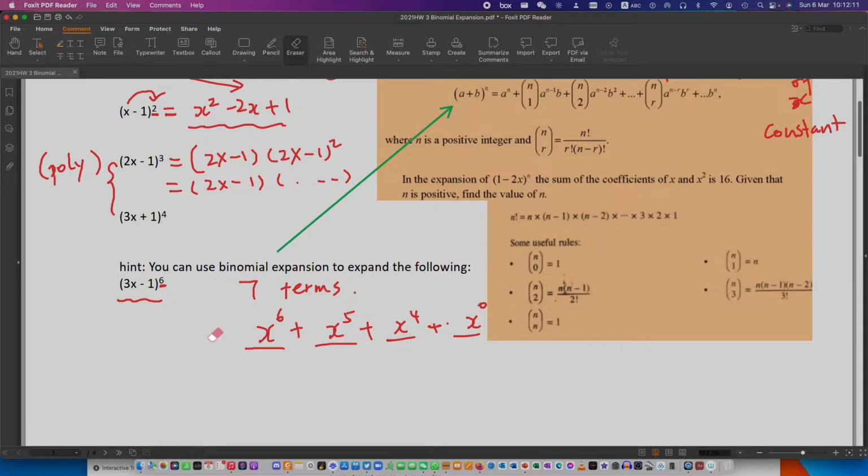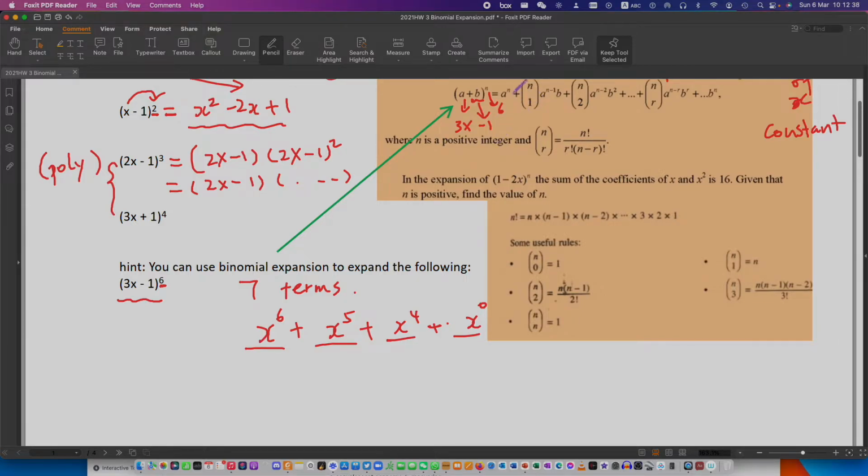So this observation is you should have this conclusion first. Next, in this case your 3x is your A, right? Can you see? And then minus 1 is your B, right? And your power n is 6 here. So you just put everything into the formula.